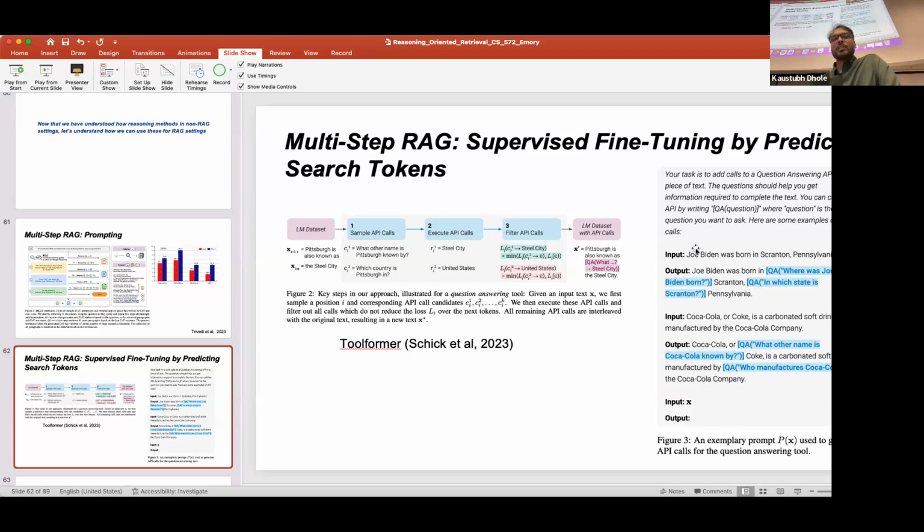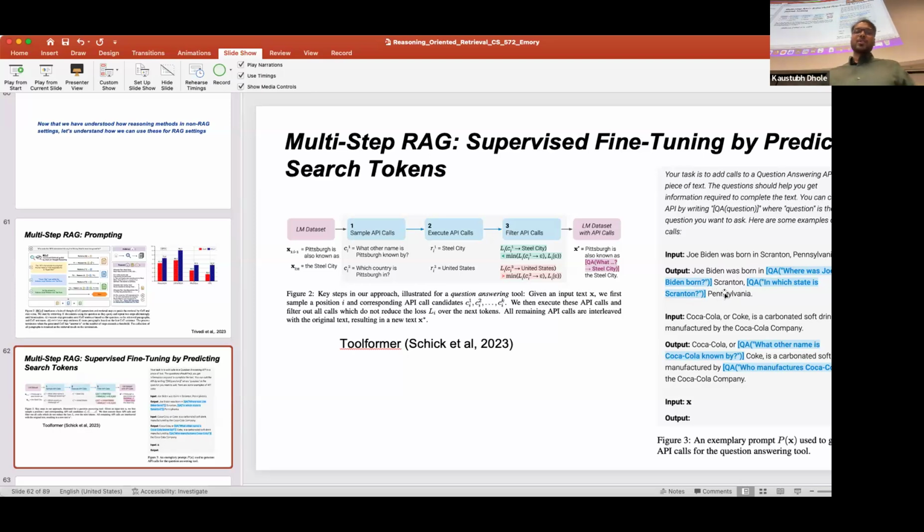And so during inference time, when the model is generating tokens one by one, and it reaches here, as soon as it generates an open bracket, you know that it's possibly a search query. So you let it complete till it generates a closed bracket, and whatever is inside of this, you make a search call, and then take that information and insert it here. So that is essentially what the Toolformer approach did.